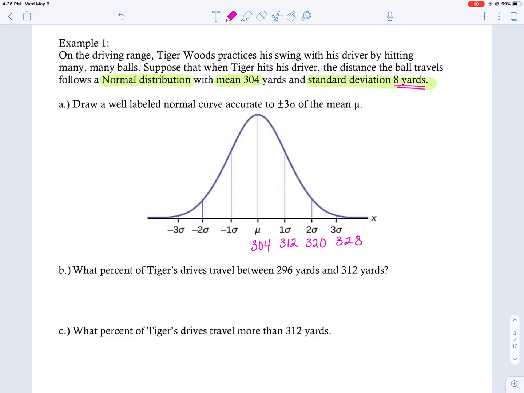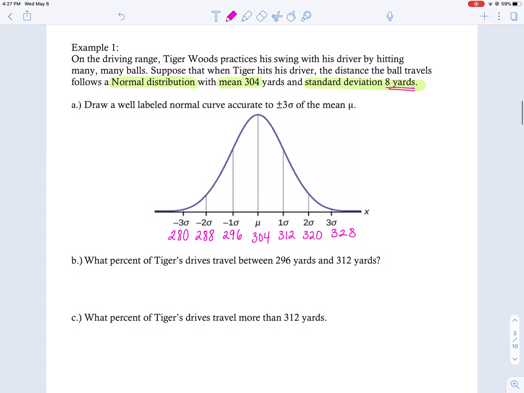And another standard deviation above that, which is 3 standard deviations from the mean, would be 328 yards. Now, if I want to work backwards and go a standard deviation below the mean, I'm going to subtract that 8 and get 296 yards. And if I keep going down, 288. 1 below that, 280. So that is showing my normal curve above and below the mean, 3 standard deviations above, 3 standard deviations below.